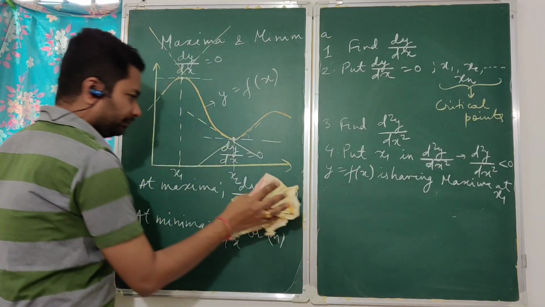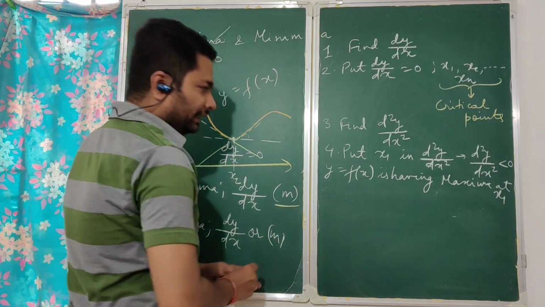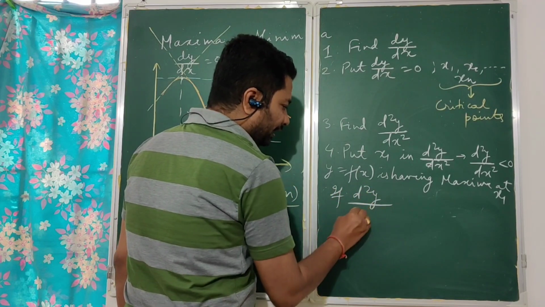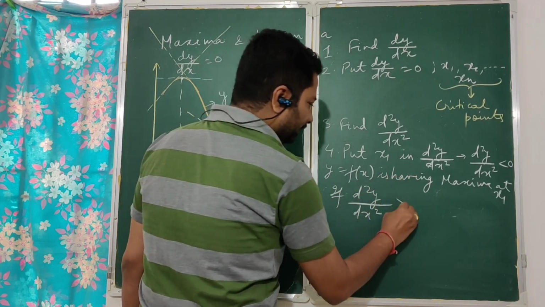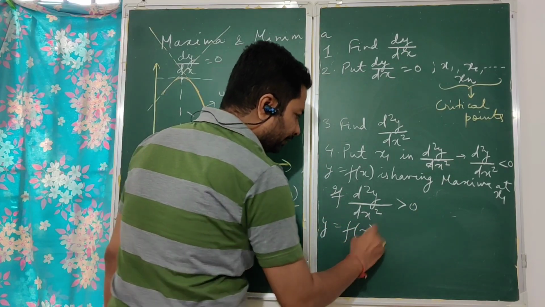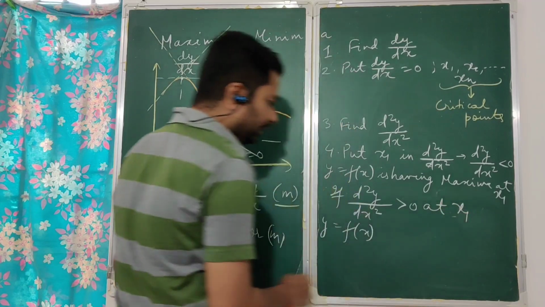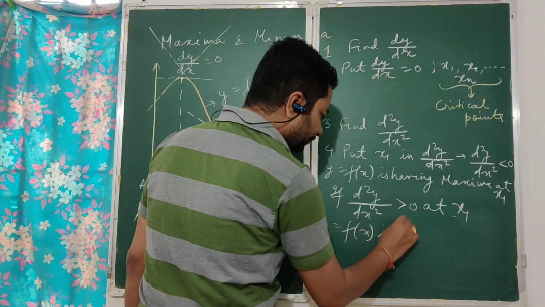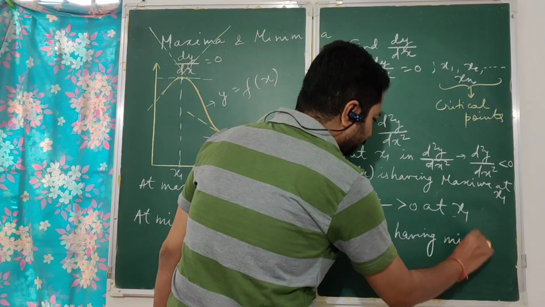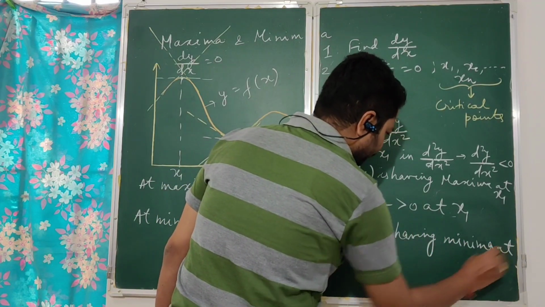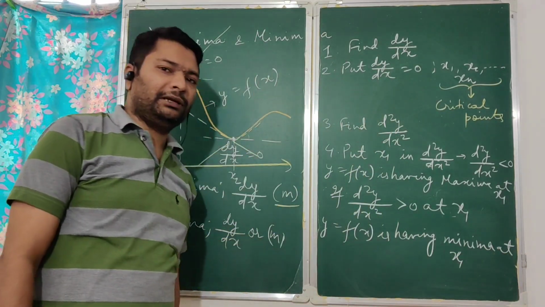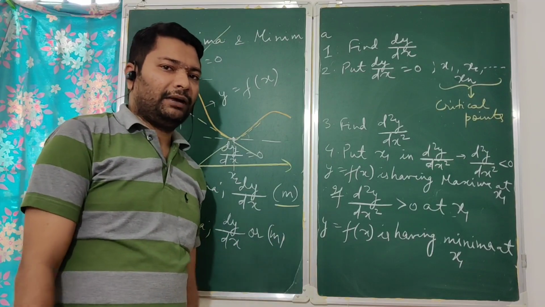Let us say if you are getting d square y by dx square greater than 0, then y is equal to f(x), and this is at x1, then y is equal to f(x) is having minima at x1, and the logic I have already explained to you earlier for why it is happening like that. So this is the operational part you have to keep in mind while determining maxima and minima.